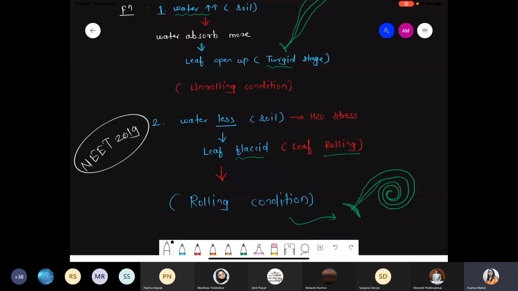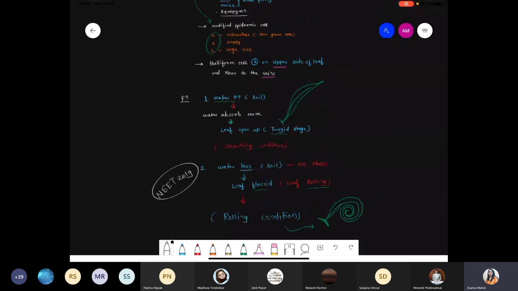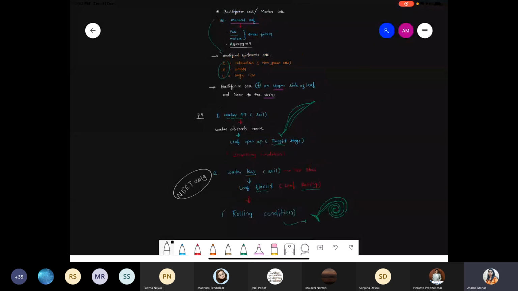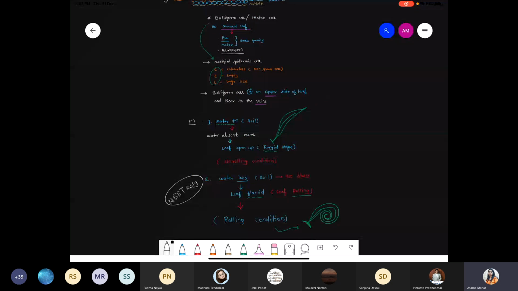answer will be because of flaccidity of the bulliform cell. Flaccid means what? The cell shrinks due to water loss. That time we can use the flaccid state. So due to flaccid condition of that leaf, such a rolling process or curling process can occur.